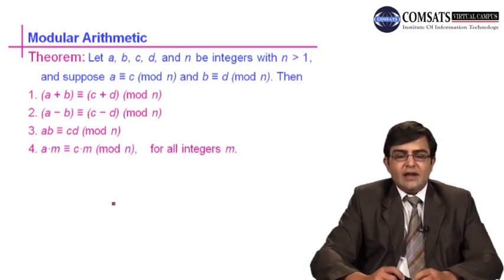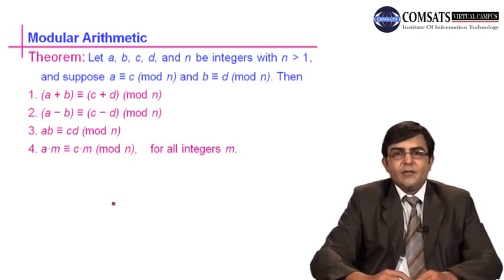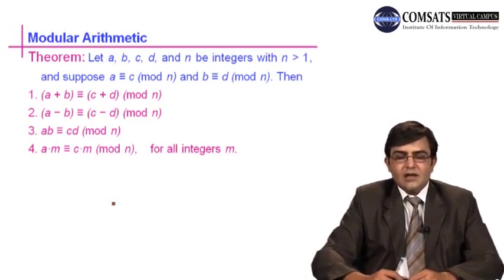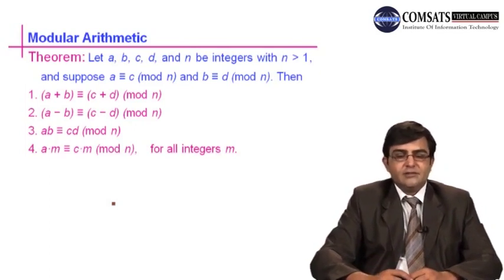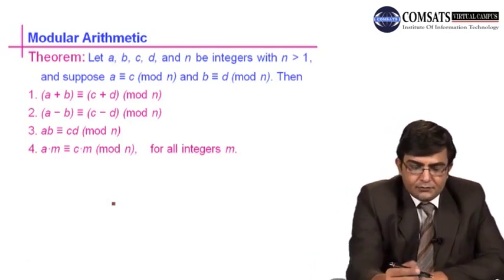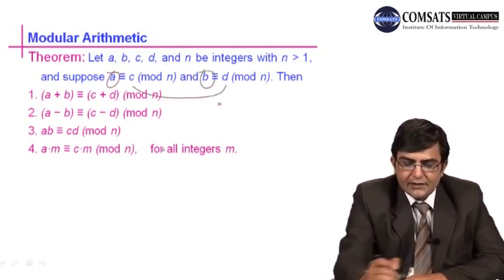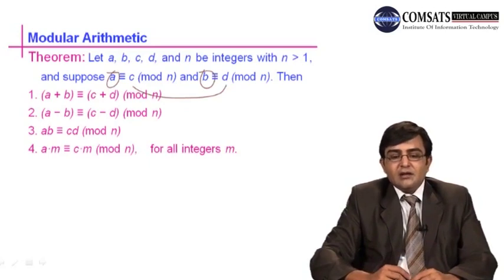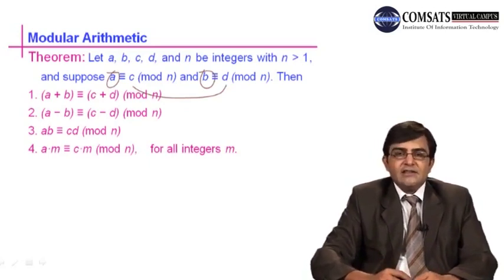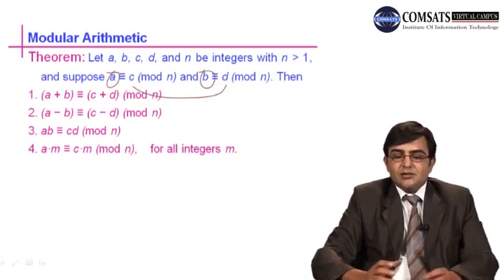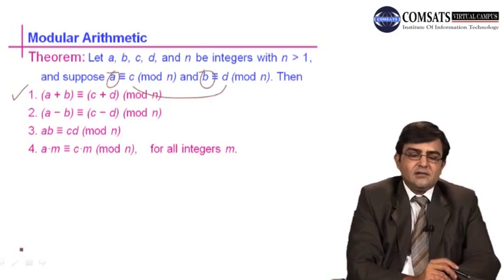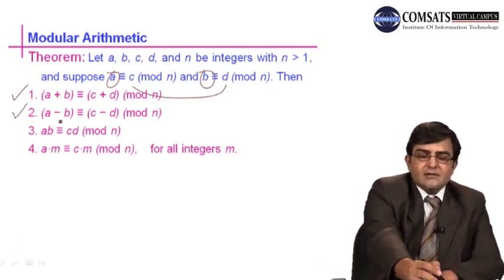So let a, b, c, d and n be integers with n greater than 1, and suppose a is congruent to c mod n and b is congruent to d mod n. Then the first property is that we can add: n divides the difference of (c plus d) and (a plus b). So if a is congruent to c mod n and b is congruent to d mod n, then this property holds with a plus, and it holds also with the minus.